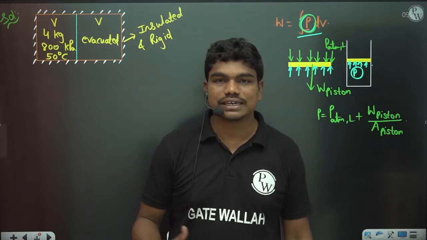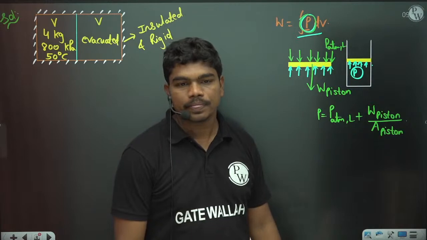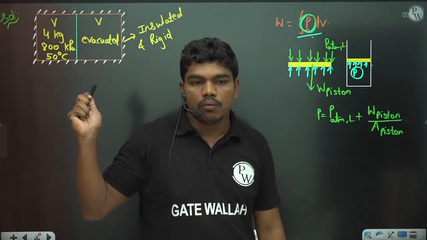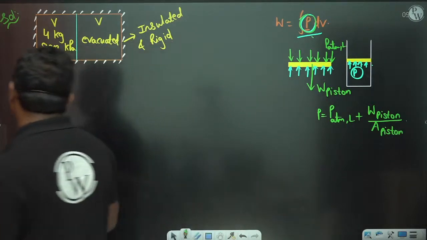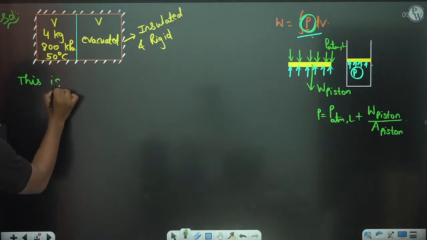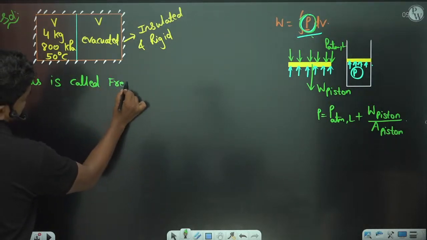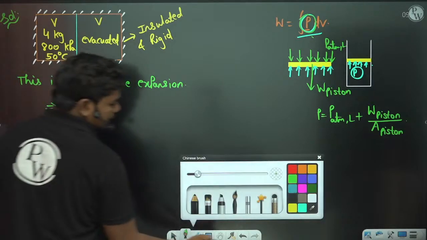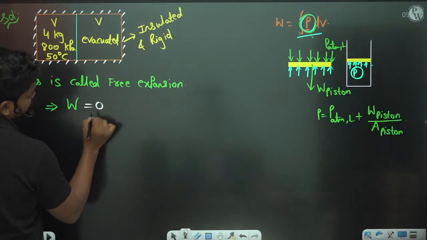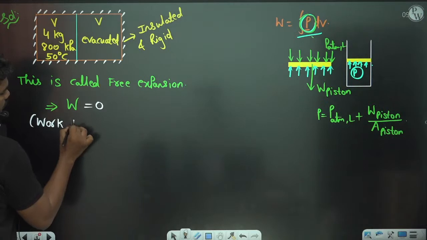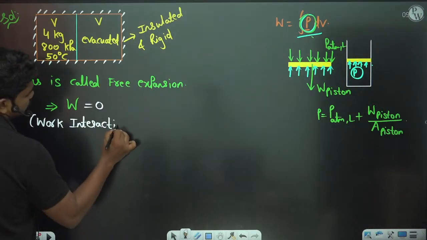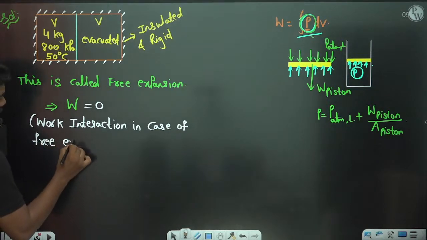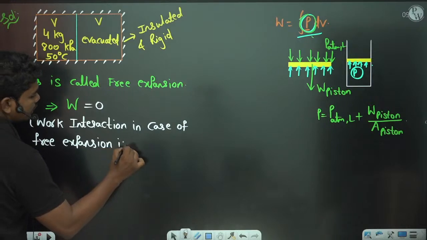Then can you please tell me what is the work interaction? What should be the value of this external resistance that is acting? What is the value of this external resistance which is acting in this case of free expansion? What is the value of that P? 0, correct? So therefore, in case of free expansion, this is called free expansion. So this implies work interaction in expansion is equal to 0, so W is actually equal to 0. Work interaction in case of free expansion is 0 actually.